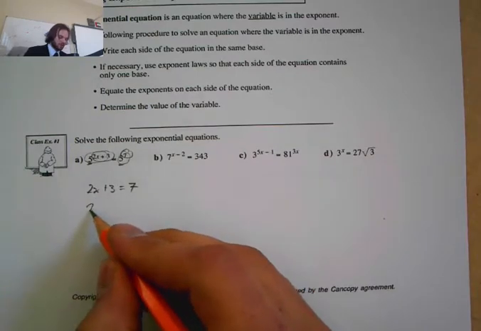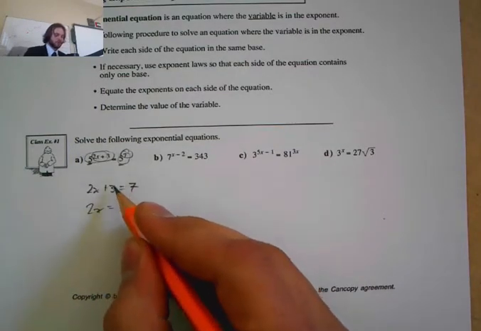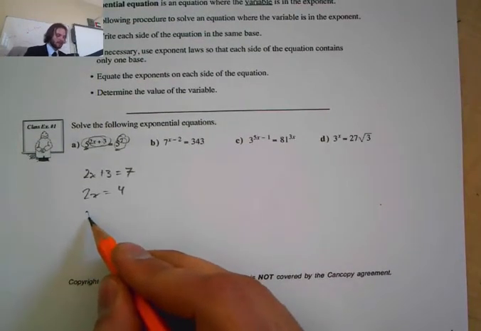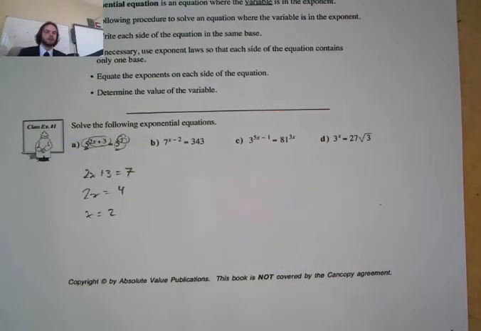Okay, we solve, I get 2x is equal to 4, subtract 3 from both sides, and then I'm going to end up getting x is equal to 2. Done. Let's take a look at the next one.